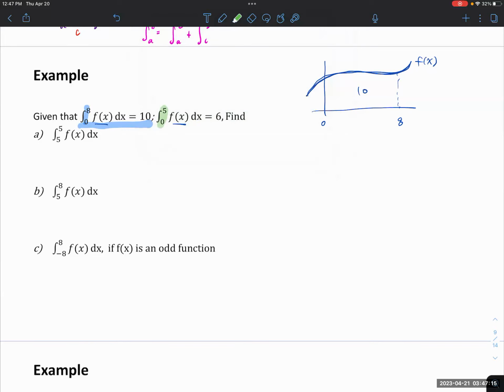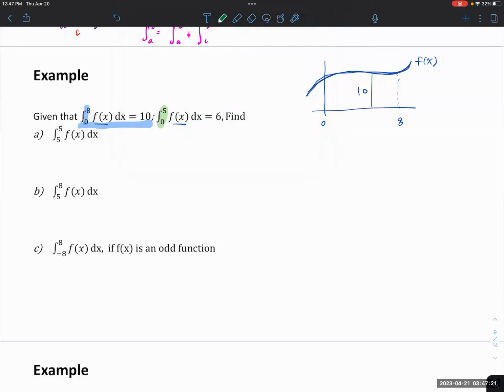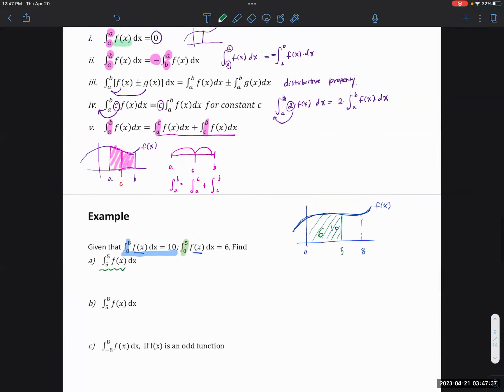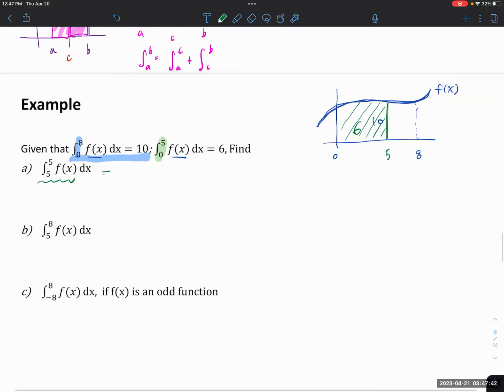Second, with the same function from 0 to 5, so I'm going to change the color, from 0 to 5 the area is going to be 6. We're going to keep this information in mind, and let's look at letters a, b, c. Find the area from 5 to 5. Oh, there's no area. I told you, according to the first property, if you go to yourself, there's no area, so the answer should be just 0.